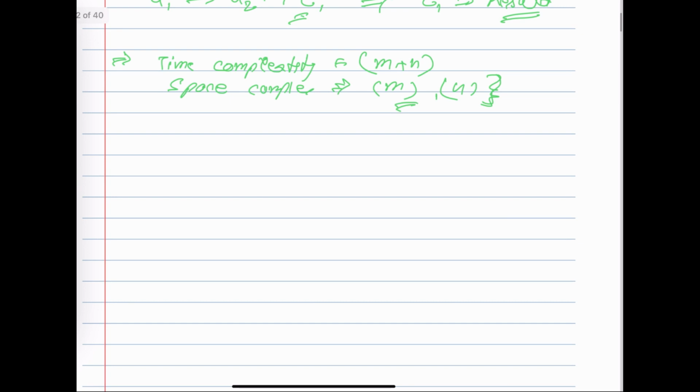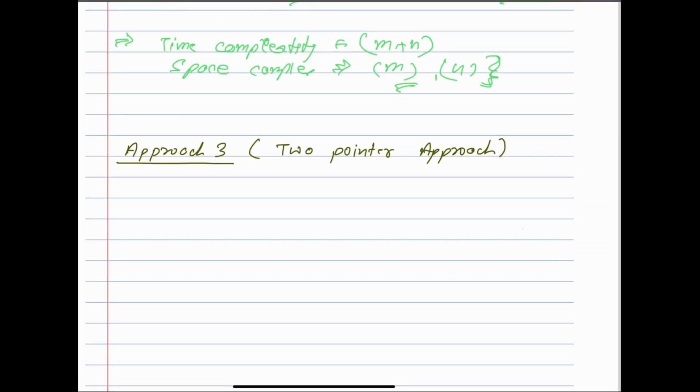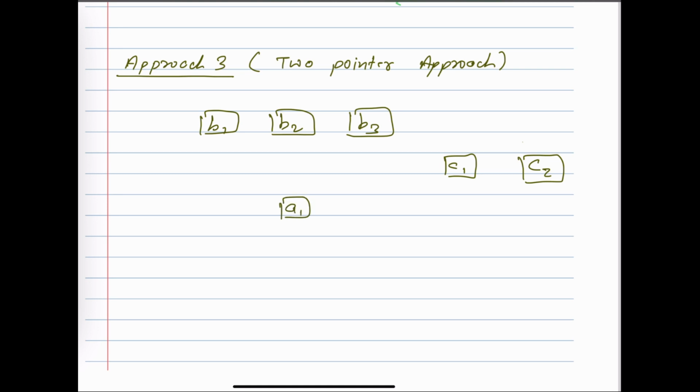Let's move to approach 3. To explain this two-pointer approach, let me again create the two linked lists. So here we will have B1, B2, B3, and we will have C1 and C2. And for making it two different lengths of linked list in my A1 and A2. So here you can see in my linked list 2, I have only 4 nodes. So it will be connected something like this.